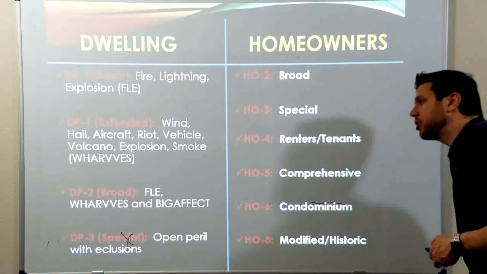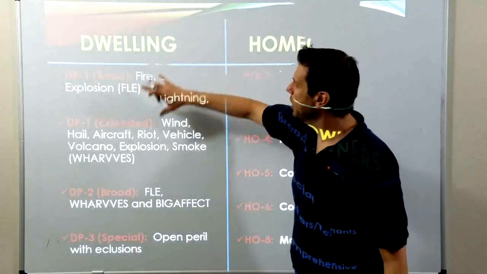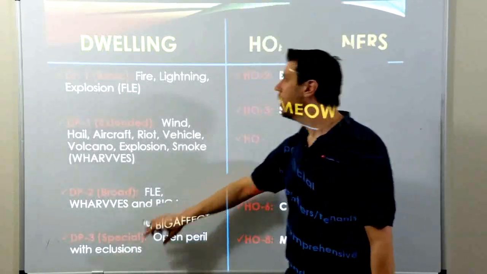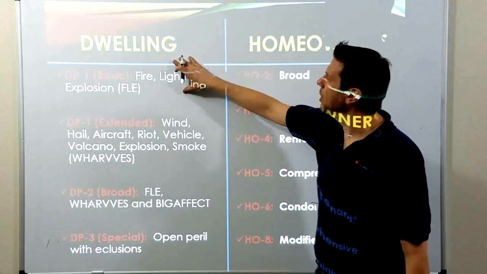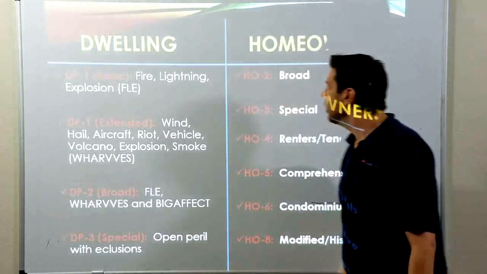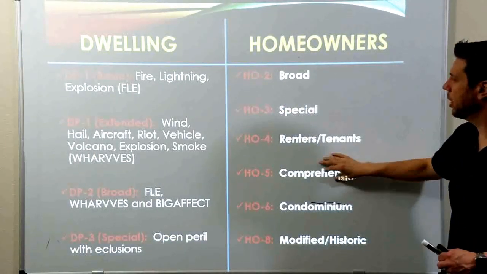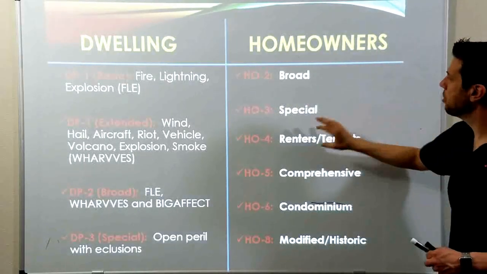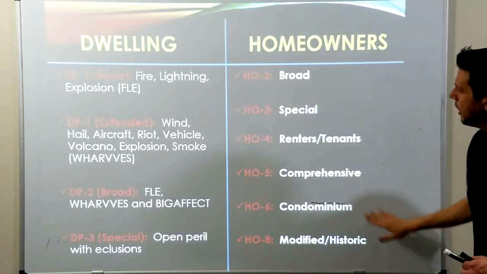So let's run through these just one more time. There are three primary dwelling policies, DP1, DP2, DP3. Dwelling policy 1, dwelling policy 2, dwelling policy 3. DP1 is basic, DP2 is broad, DP3 is special. There are 6 homeowners policies: HO2, HO3, HO4, HO5, HO6, HO8. HO2 is broad, HO3 is special, HO4 is renters, HO5 is comprehensive, HO6 is condo, HO8 is modified.